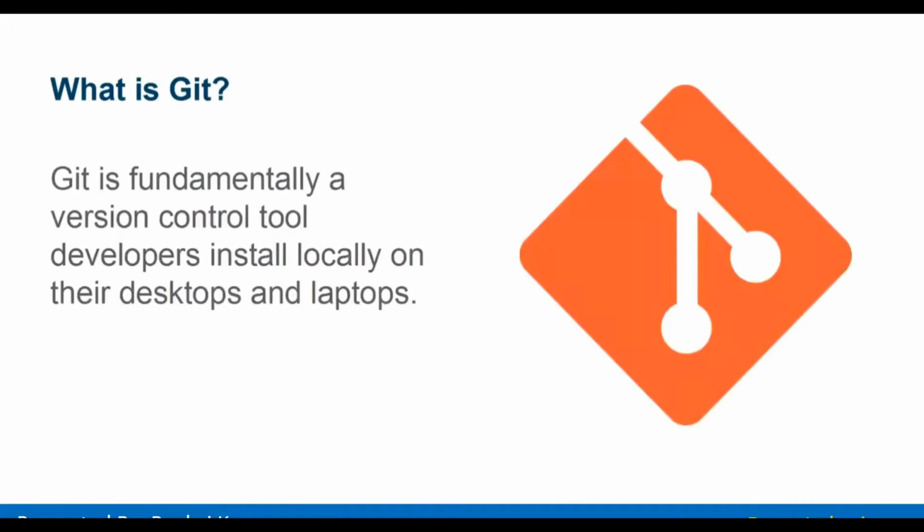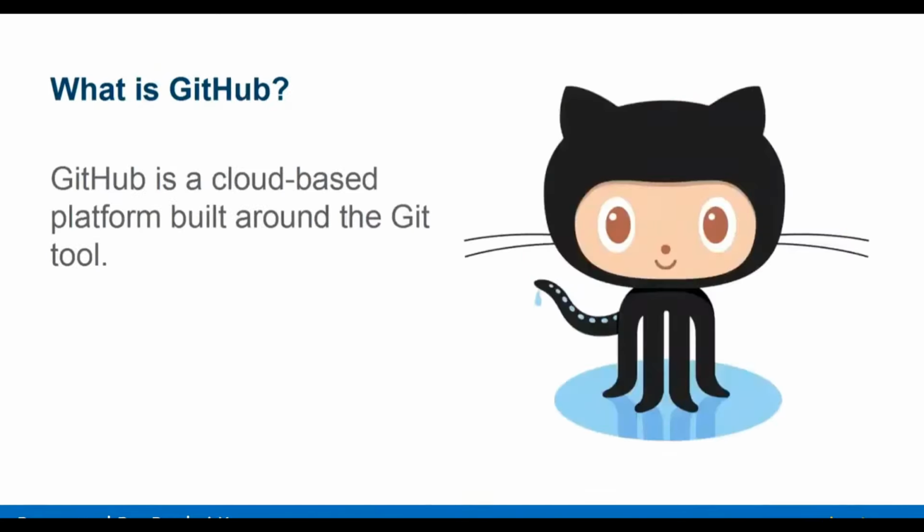So Git is basically a version control system tool that is used by developers, and it is installed locally on their desktop or laptop. Okay, basically there is a confusion between Git and GitHub. So Git is basically a tool, and GitHub is a cloud-based hosting platform where developers can host their code, and it is built around the Git tool.